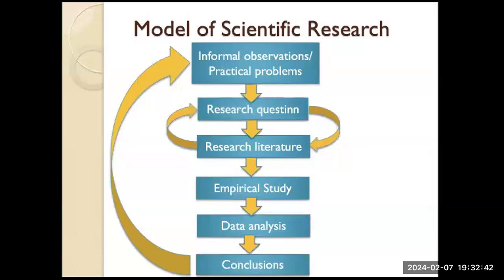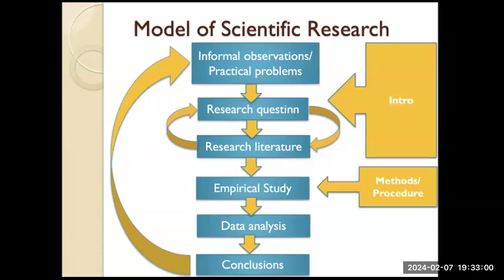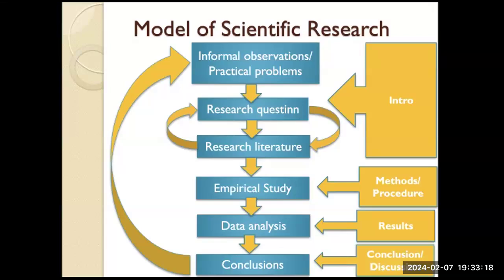This is just a recap. So when we have this model of scientific research, your introduction is going to capture the informal observations you've made, your research question, and the research literature. And I just saw a typo, sorry about that. Your methods and procedure are going to be captured in your empirical study. And in the study, the results present the data analysis that you've done, and then you have the conclusion or discussion. So when you have the scientific method, this is how it breaks down into the study. Any questions about this one?